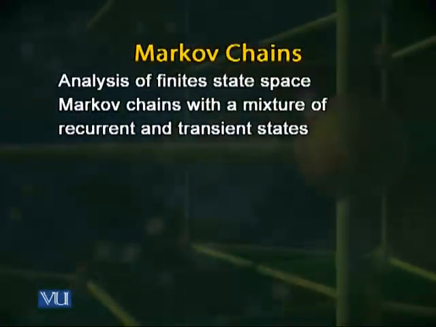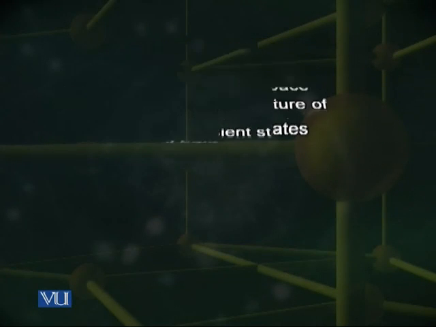Now we are going to move into a new territory, and that is where a finite small Markov chain has a mixture of transient and recurrent states. So there is a Markov chain and it has a finite number of states, and some of the states are visited infinitely often and some are visited only a finite number of times. I hope you can understand that in a finite Markov chain, a Markov chain with finite states, some states have to be recurrent. It's not possible for all the states to be transient.